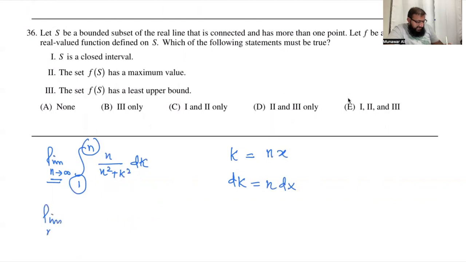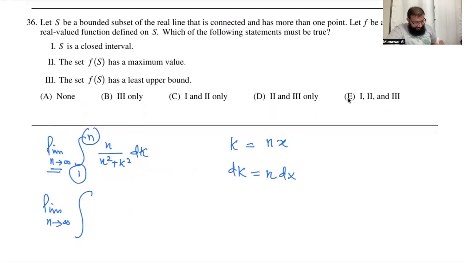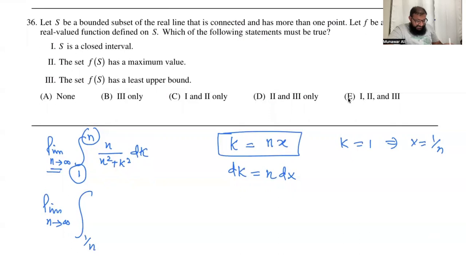And limit n goes to infinity. How do the limits change? If k is equal to 1, then x is equal to 1 over n. You can substitute k is equal to 1 here and you will get x to be 1 over n. And when you substitute k is equal to n, x is equal to 1. And this is n over n square plus k square, which becomes n square plus x square, and dk is n dx.